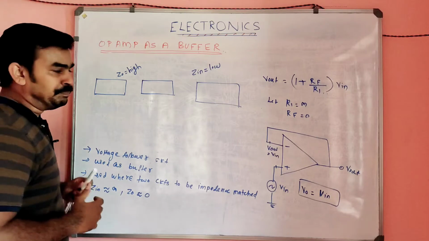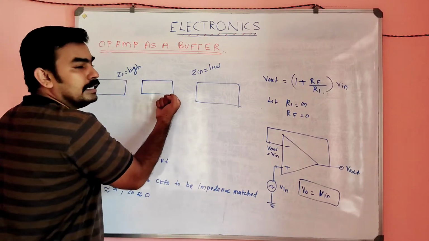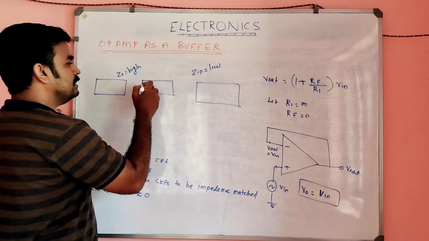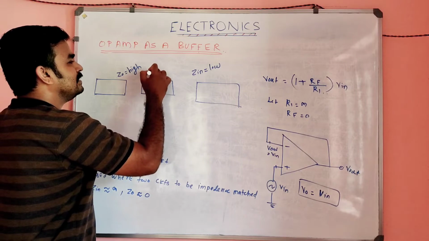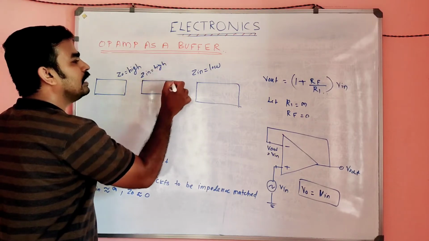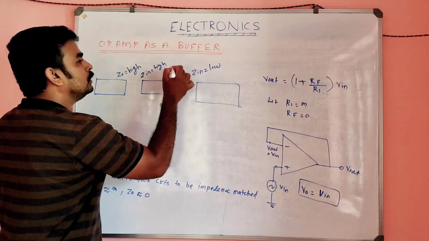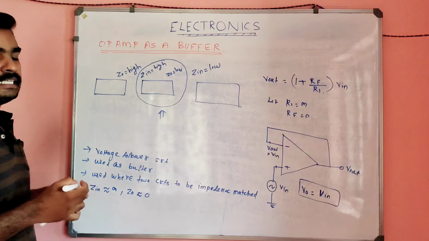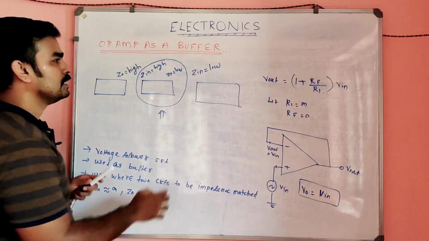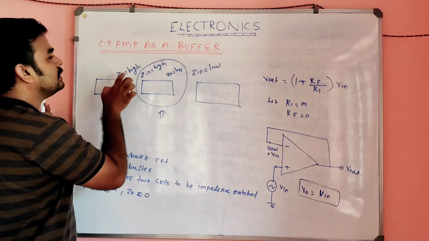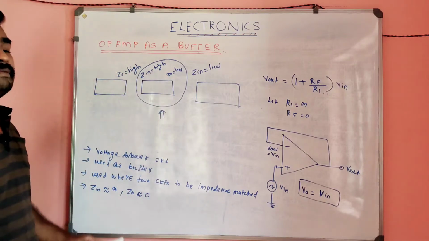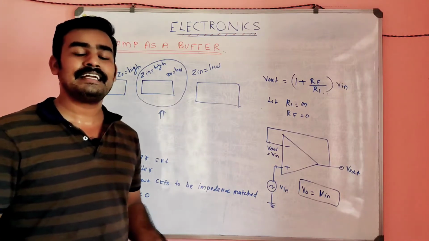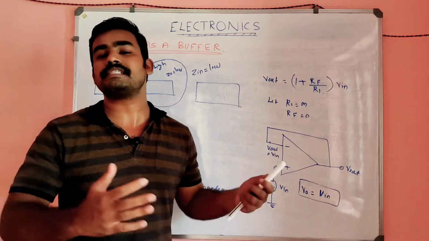So what do we have to do? We have to insert a third electronic circuit, and that circuit should have this side high impedance, so Z input equal to high, and this side low. So if you insert a circuit like this, having high input impedance and low output impedance, this low and this low can be matched, this high and this high can be matched. That is called impedance matching. But without sacrificing the voltages or without sacrificing the gain.